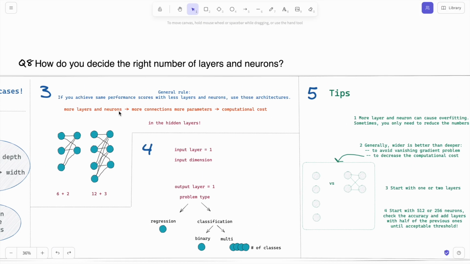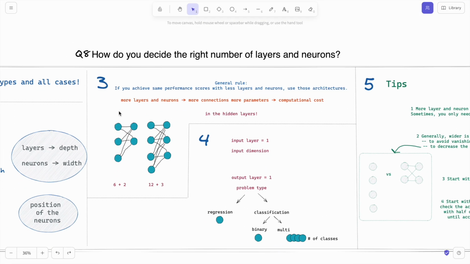And that's all. This is the answer for this question: how do you decide the right number of layers and neurons in the neural network? See you in the next question.